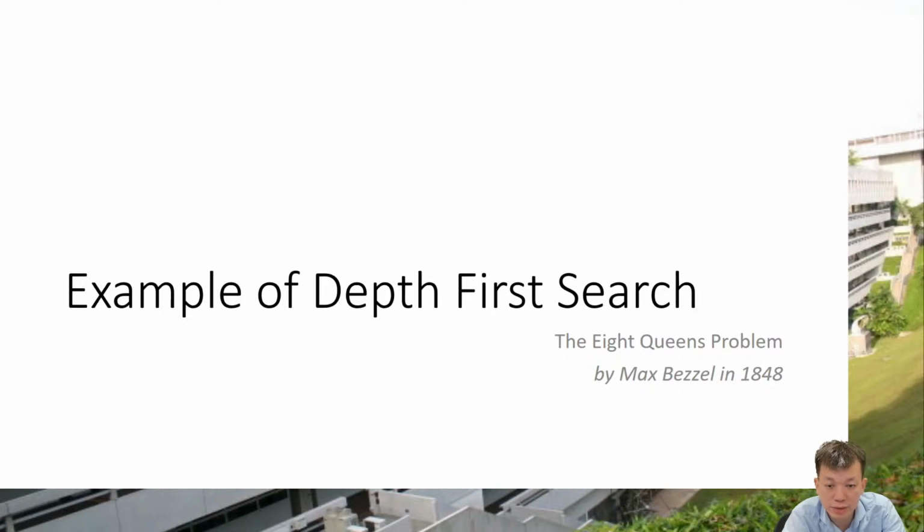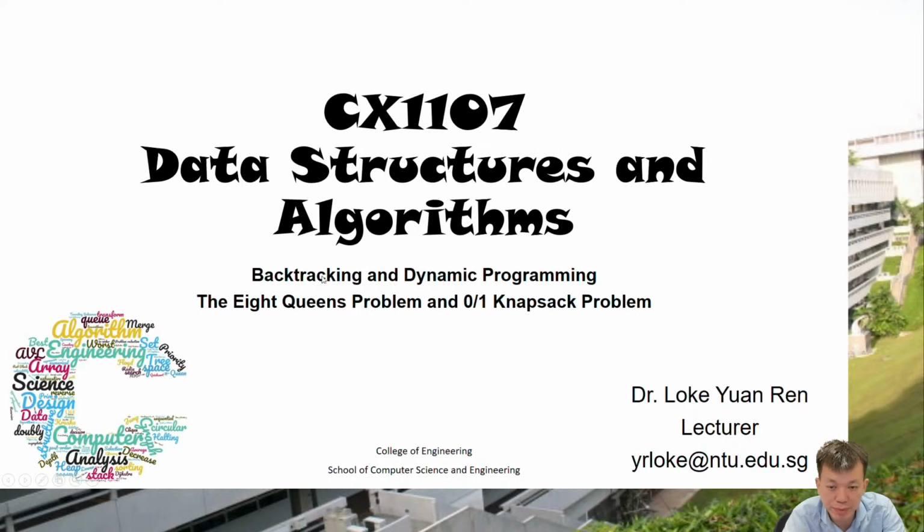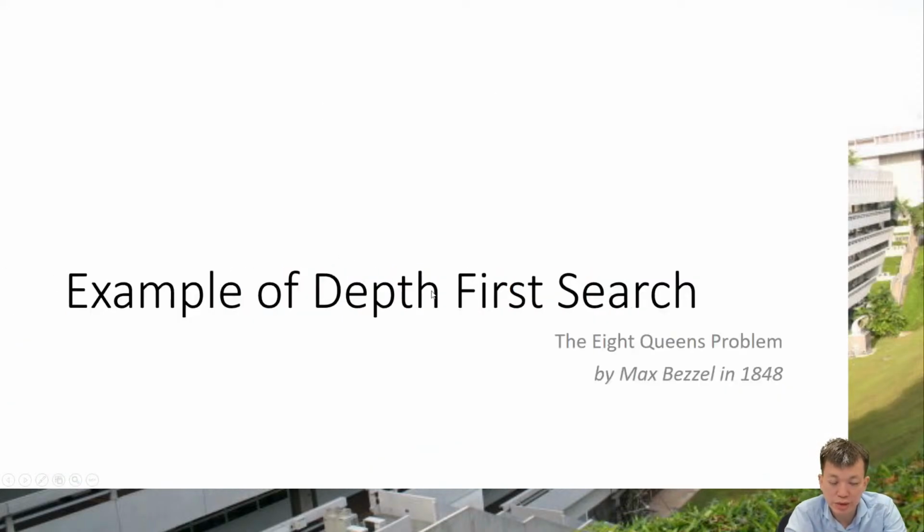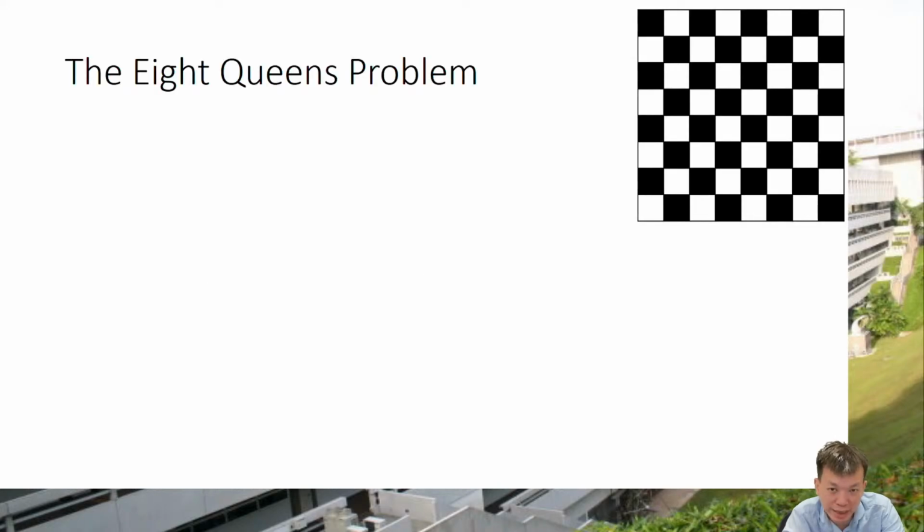So one of the typical examples: depth-first search, where one of the keys is using this kind of backtracking strategy. One very classic example is the eight queens problem. In fact, someone came up with this problem in 1848, more than 150 years ago. Then what is the eight queens problem?